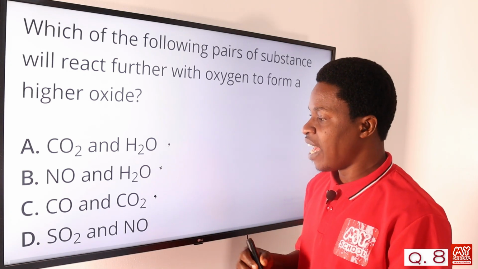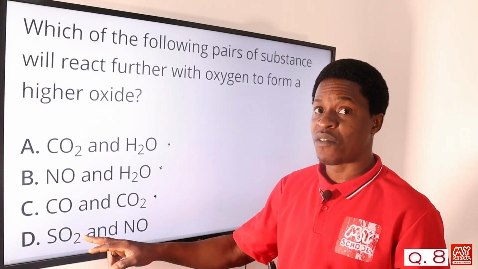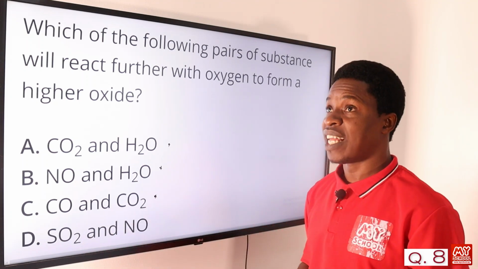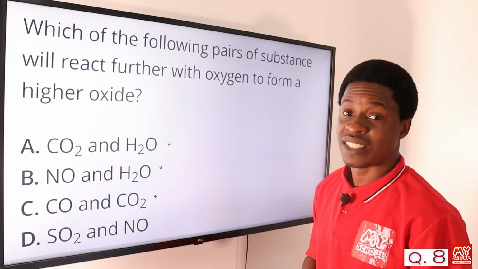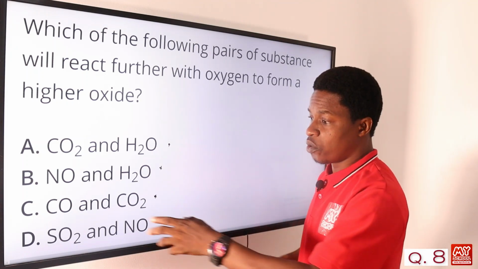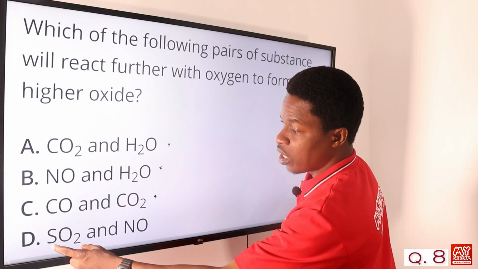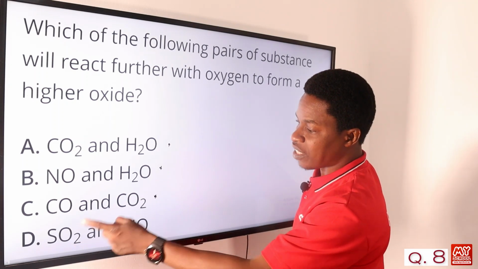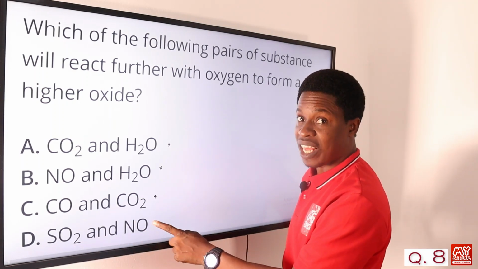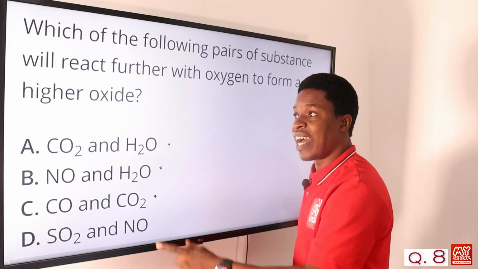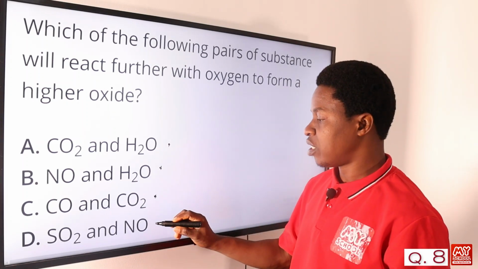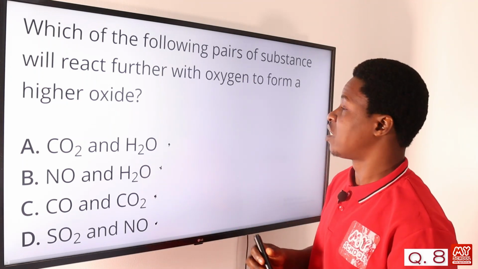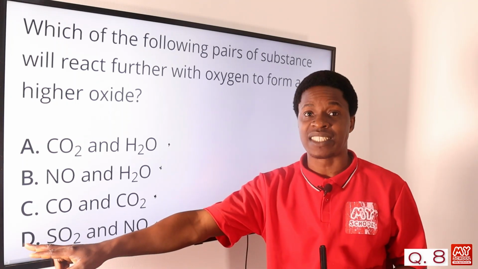Then let's look at option D. SO2 plus O, of course, will give us SO3, which is correct. SO2 plus oxygen can give us SO3, which is a higher oxide. Then NO plus oxygen can also give us NO2, which is also a higher oxide. So based on that, option D, SO2 and NO, are the pair of substances you can react further with oxygen to form a higher oxide. So the correct answer is option D.